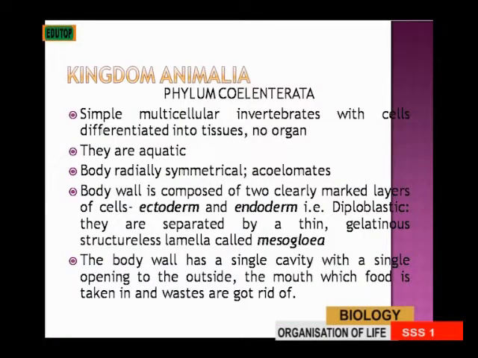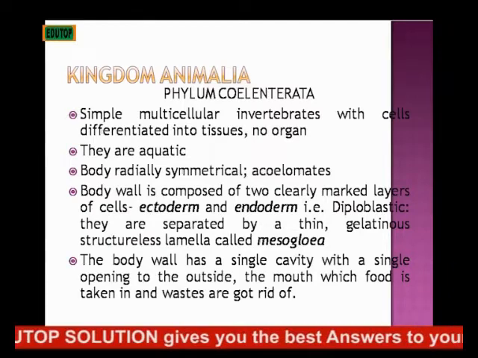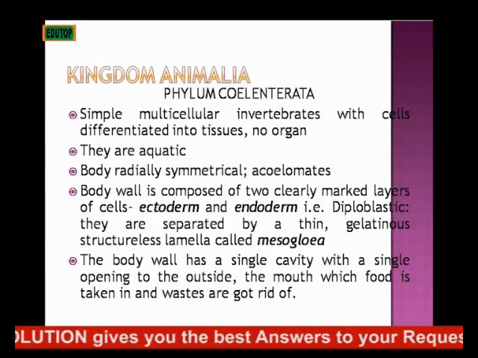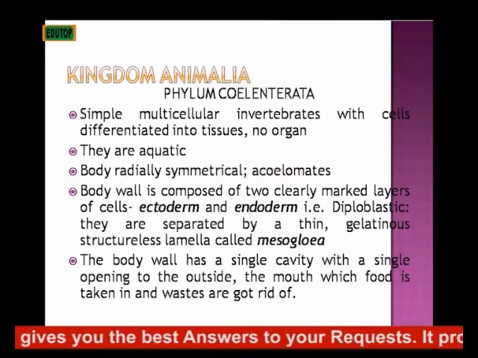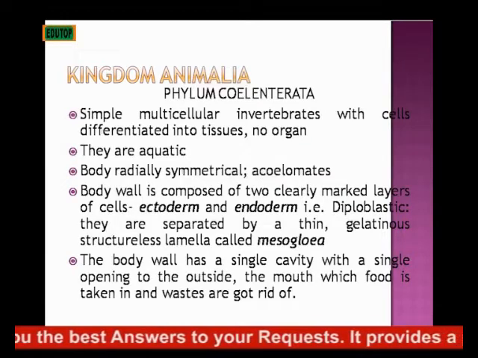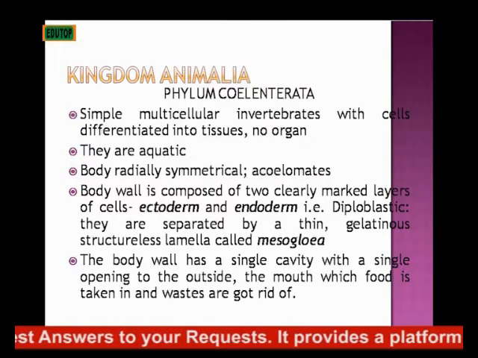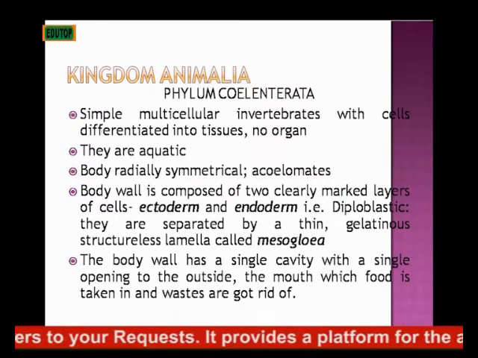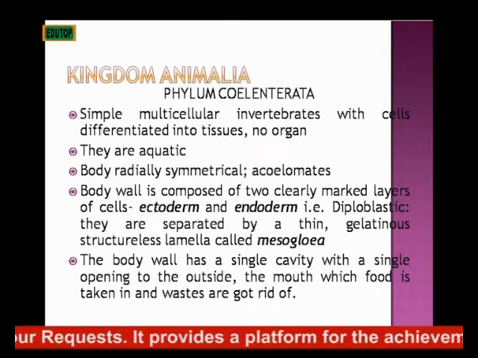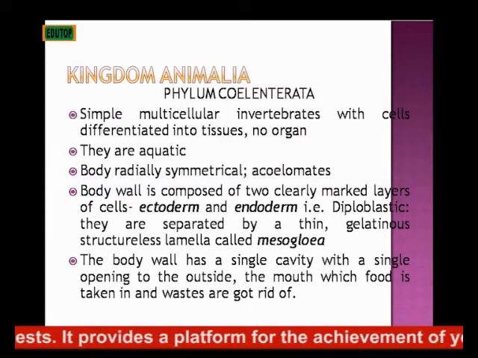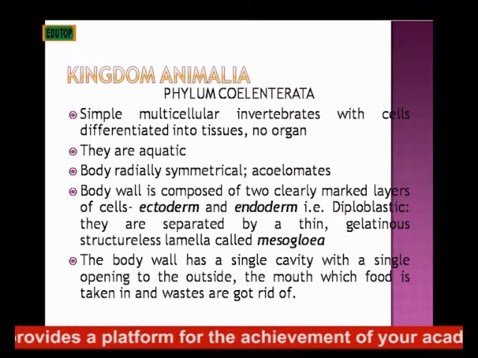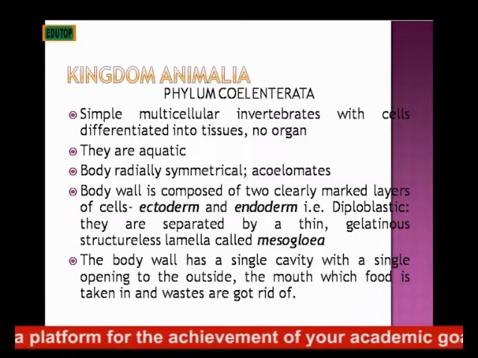Now we move to kingdom Animalia, which is the last kingdom we'll be treating. I said we have five kingdoms and we have treated the other four. Under kingdom Animalia, we'll be looking at the various phyla. The first phylum we'll be considering is phylum Coelenterata, or the coelenterates.